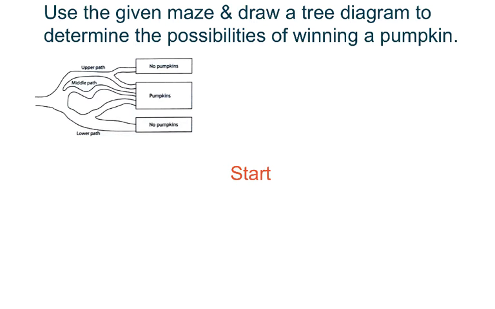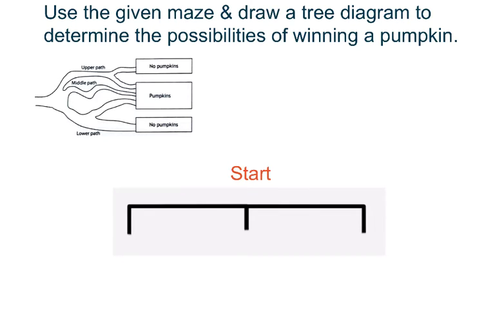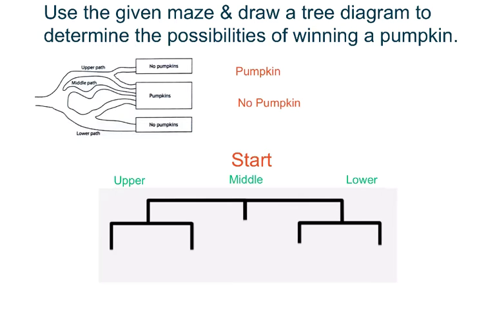So the first thing we've got to do when we start, we have a choice to make. We have three possible options. That is the upper, the middle, or the lower path. If we take the upper path right here, there's a choice to make. And that choice will end up with either us having pumpkins or no pumpkins.